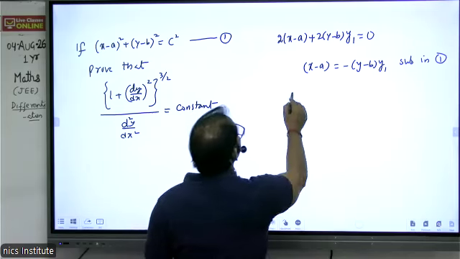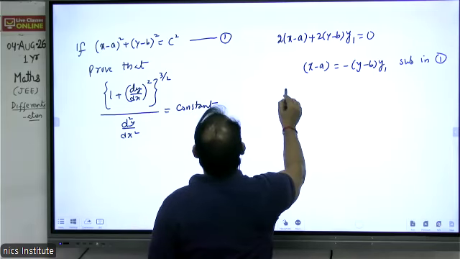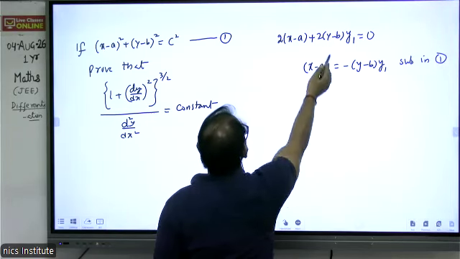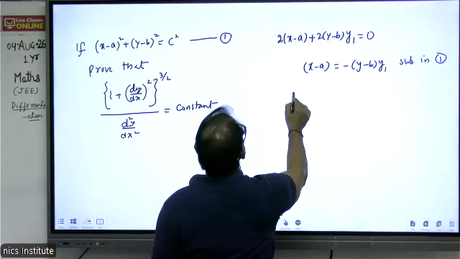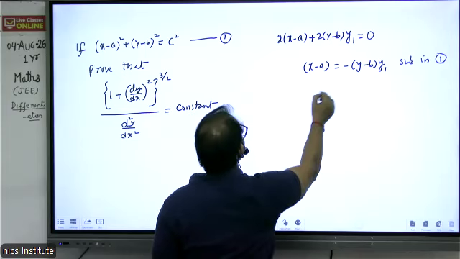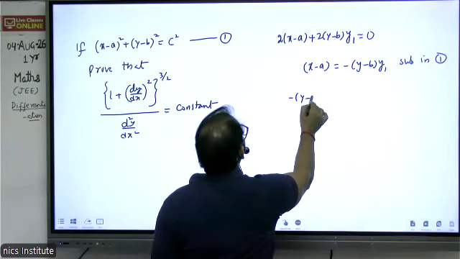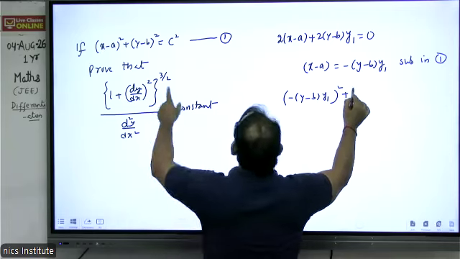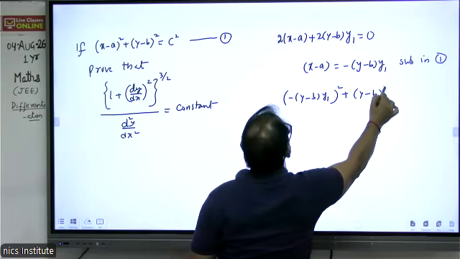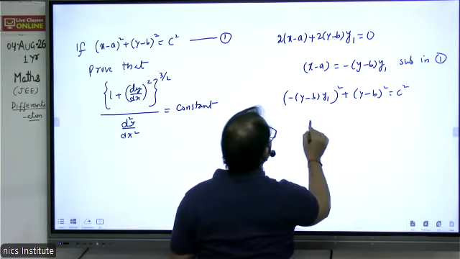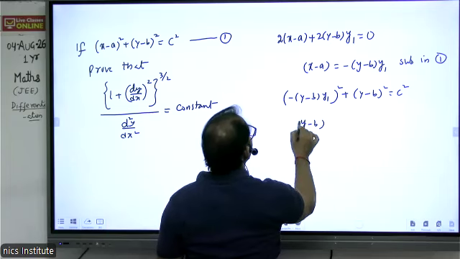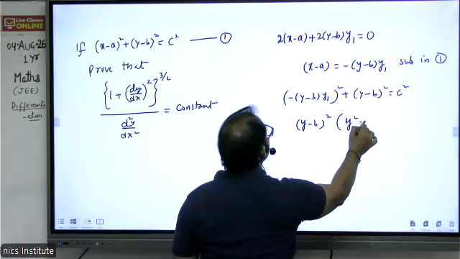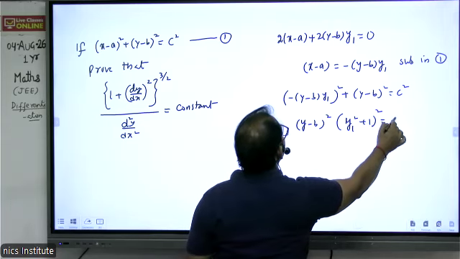सर ये dy बाय dx वाला ही है ना, पहले निकाल के फिर सब्स्टिट्यूट करना. ये डिवाइड dx तो निकाला है मैंने. So in place of x minus a, you substitute this. So minus y minus b y1 whole square, y minus b whole square equal to c square. Now notice one thing, we have got rid of x. Now we have basically removed x.